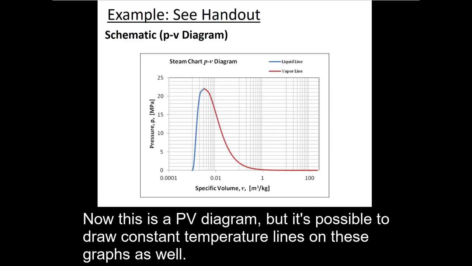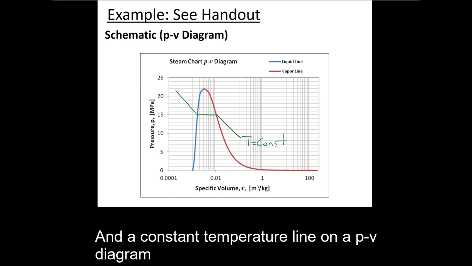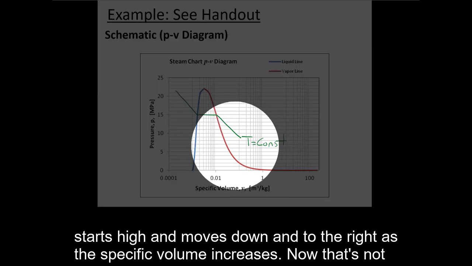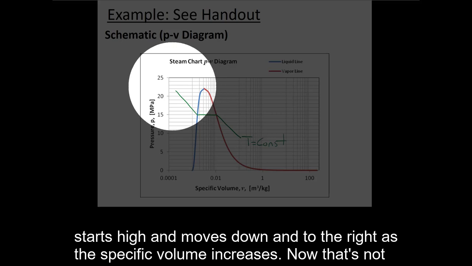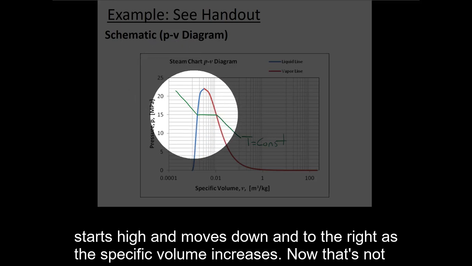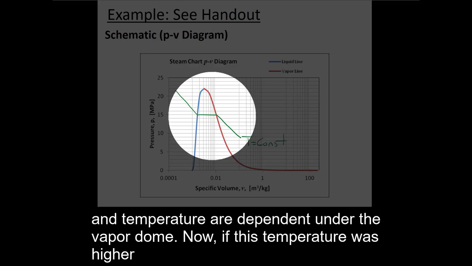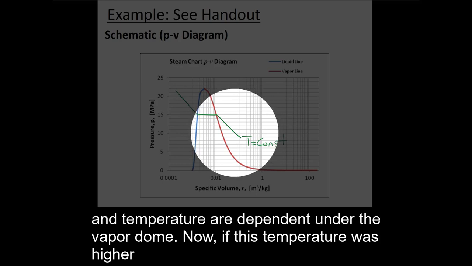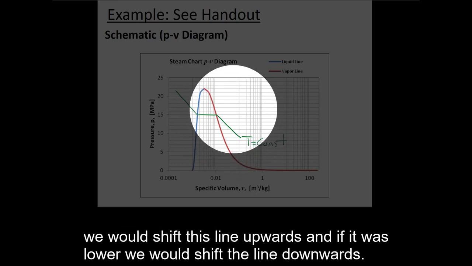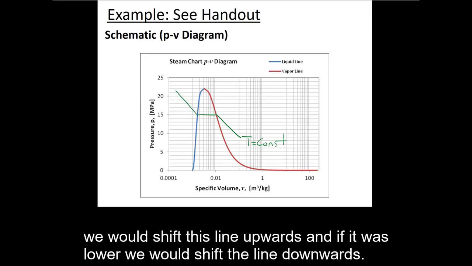Now, this is a PV diagram, but it's possible to draw constant temperature lines on these graphs as well. And a constant temperature line on a PV diagram starts high and moves down and to the right as the specific volume increases. Now, that's not true under the vapor dome, because under the vapor dome we have a flat line because pressure and temperature are dependent under the vapor dome. Now, if this temperature was higher, we would shift this line upwards. And if it was lower, we would shift the line downwards.